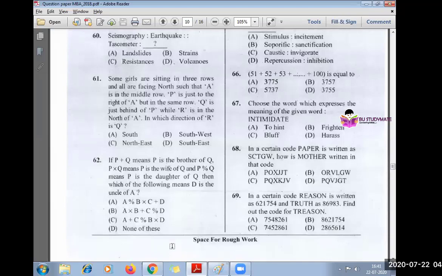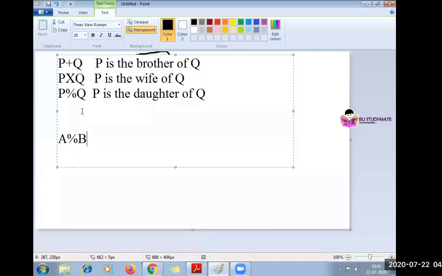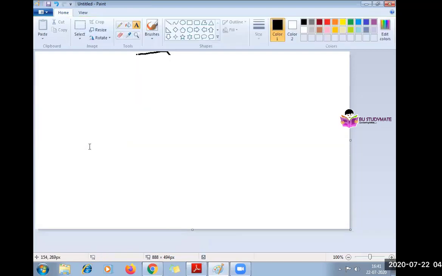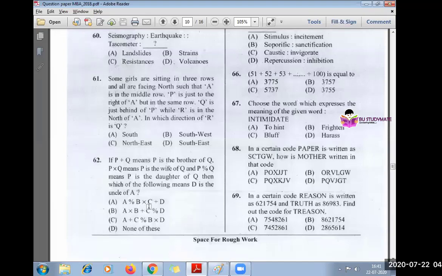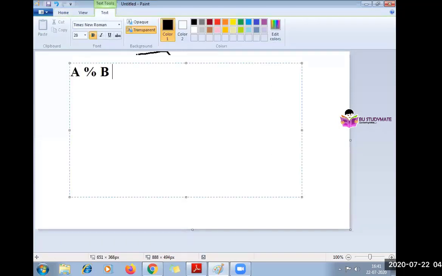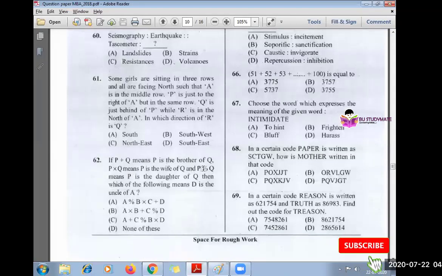Okay. Let's try to solve this. Let's look at option A. A percentage B into C plus D. So A percentage B means A is the daughter of B. And B into C means B is the wife of C. And C plus D means C is the brother of D.